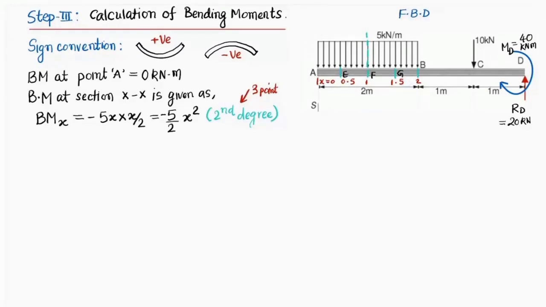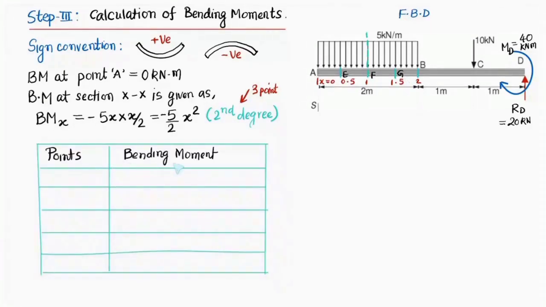You can take more or fewer points, but the minimum number of points required is 3. So I have taken 5 points. As per your convenience, you can take any number of points. So we have the expression for the bending moments. We have point A, then point E, point F, point G and point B.